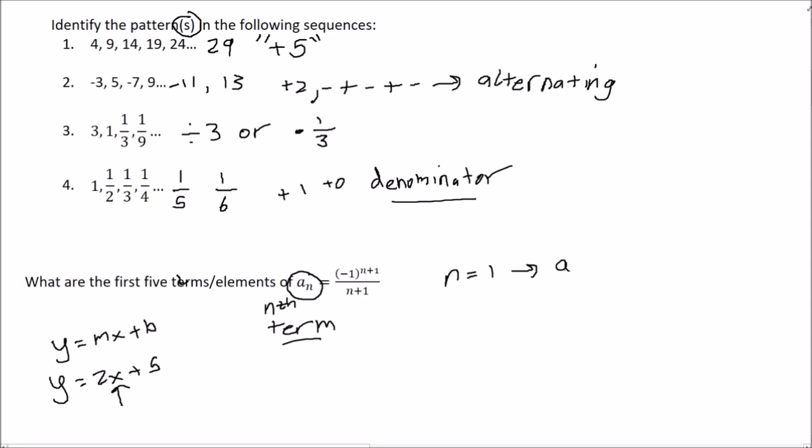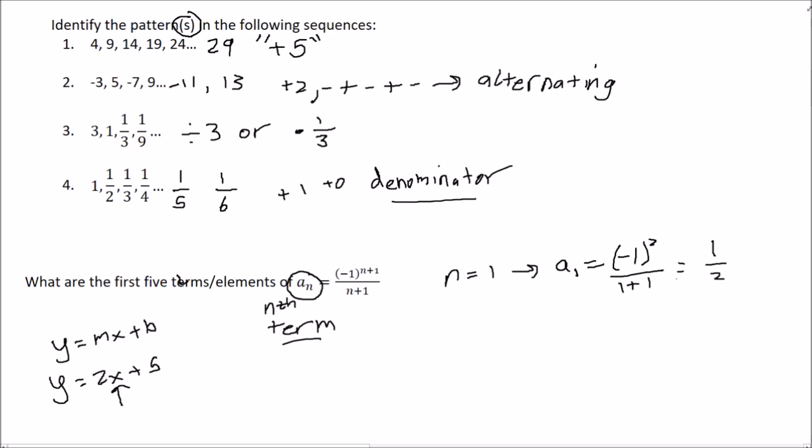So that now says a sub 1, and I'm saying sub like it's a subscript, okay, equals negative 1 to the n plus 1. So that would be 1 plus 1, which is 2, divided by 1 plus 1. Okay, we're going to do a little mental math here. Okay, so negative 1 squared is positive 1, and 1 plus 1 is 2. Okay, now let's move on.